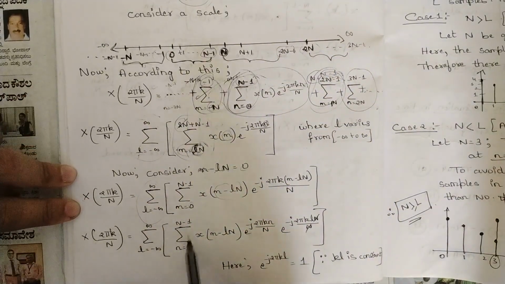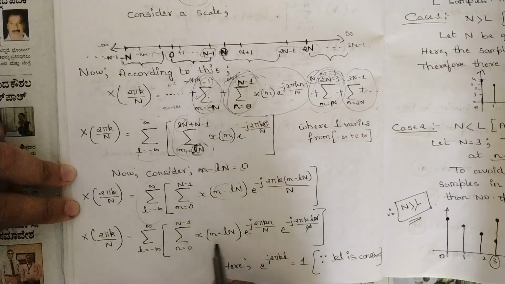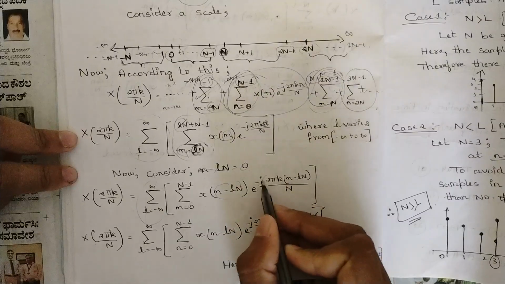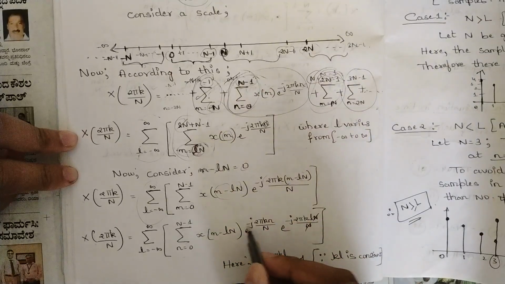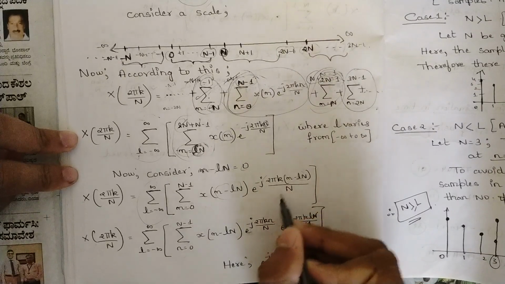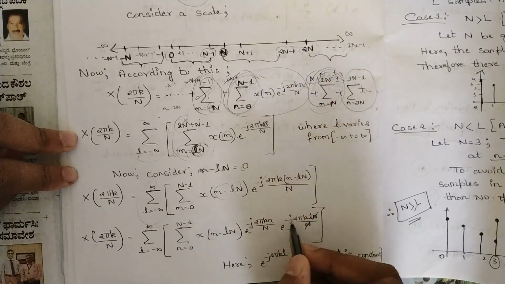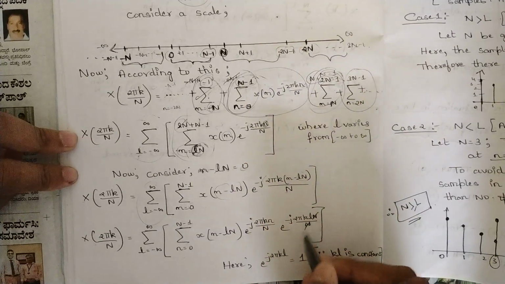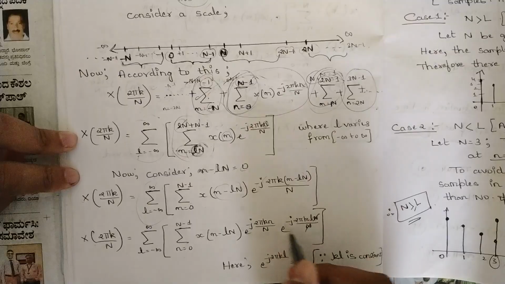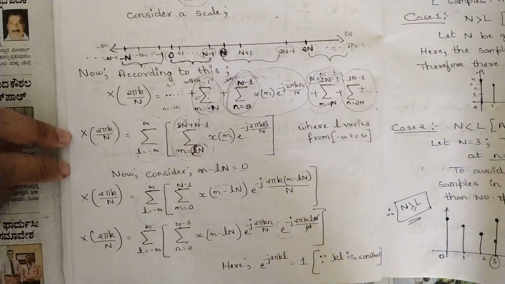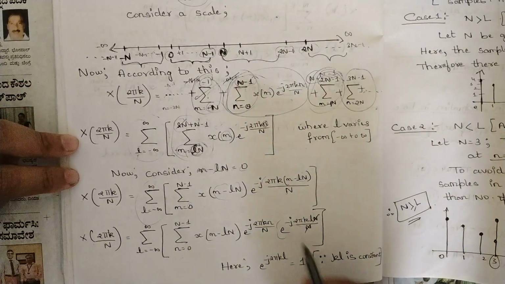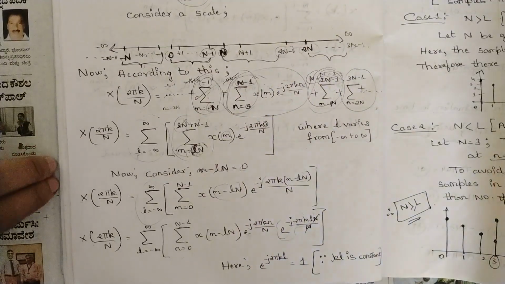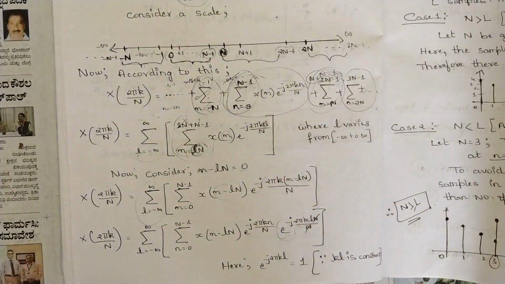Then these two things I keep as it is. Summation of n equals 0 to N minus 1, x of n minus Ln, e power. Then you should multiply the inside terms, that is, e power minus j 2 pi k n by N into e power minus j 2 pi k Ln by N, where this N and N would be getting cancelled. Okay, we would be left with e power minus j 2 pi k L. So now this term e power minus j 2 pi k L is equal to 1. Okay, how it is equal to 1, I would be telling you now.